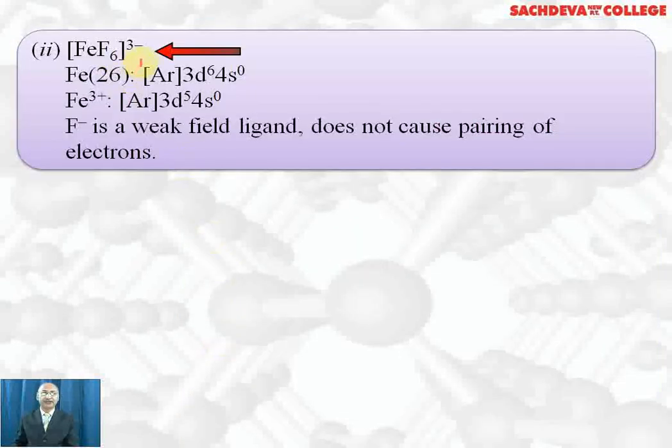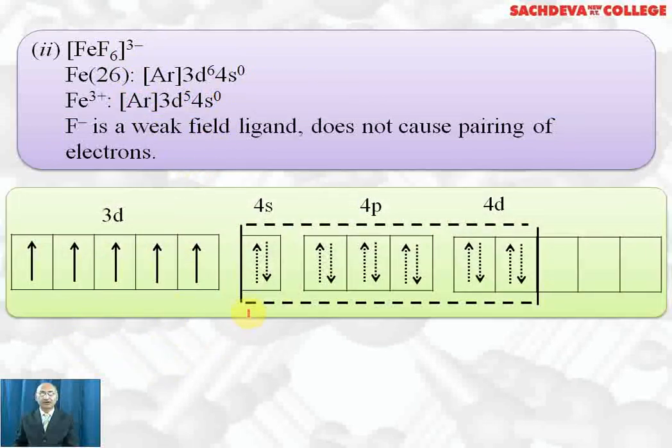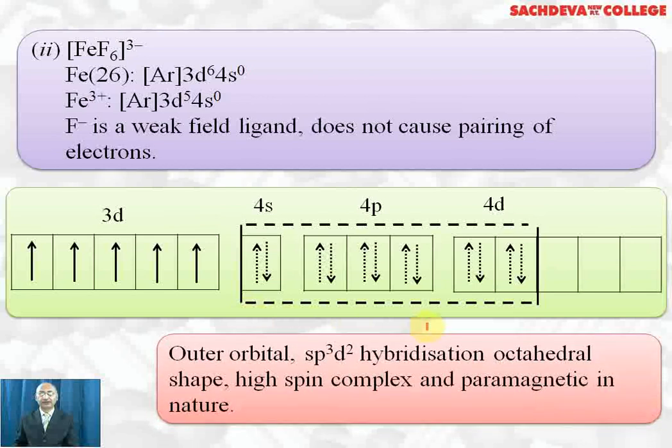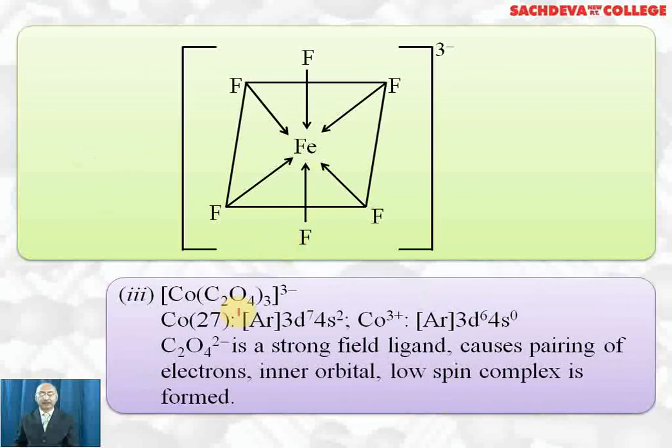Next, [FeF6]3-. Ferric ion is 3d5 4s0. Fluoride ion is a weak field ligand and does not cause pairing of electrons, so all 5 electrons are unpaired. This time sp3d2 hybridization will take place, meaning an outer orbital complex, that is, a high spin complex will be formed. It is highly paramagnetic in nature. This is the shape of the complex, which is octahedral.